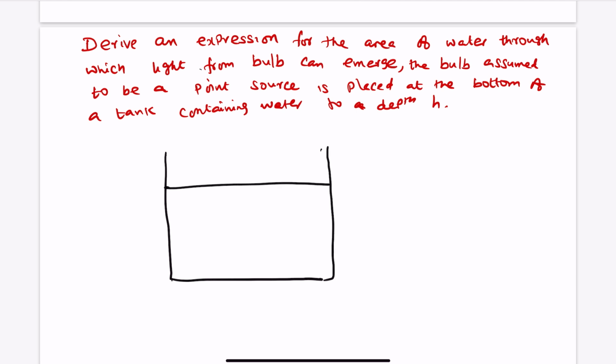Let us consider a container in which water is present to a depth h. Let the point source be O, from which light can travel up to a critical angle and reach the surface. So in 3 dimensions, it forms a cone, and on top view, it will form a circular patch.